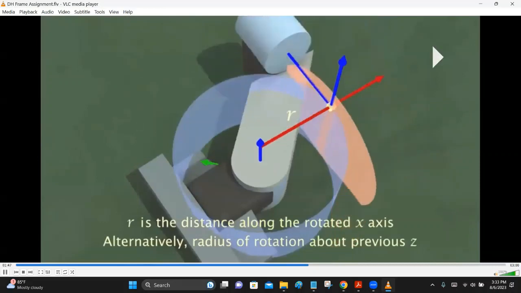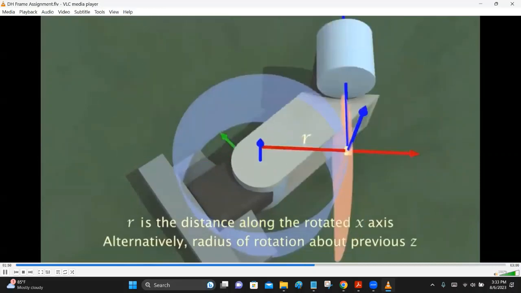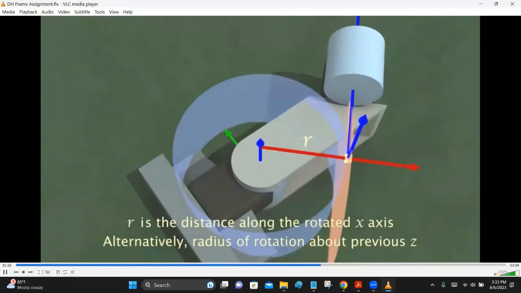R is a useful mnemonic, as this is also the radius of revolution for the new origin about the previous z.